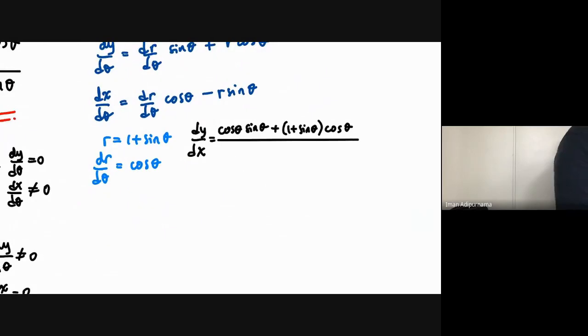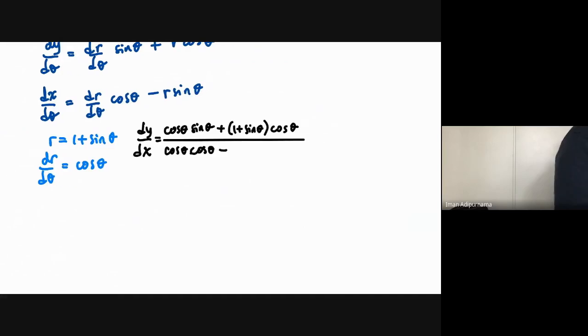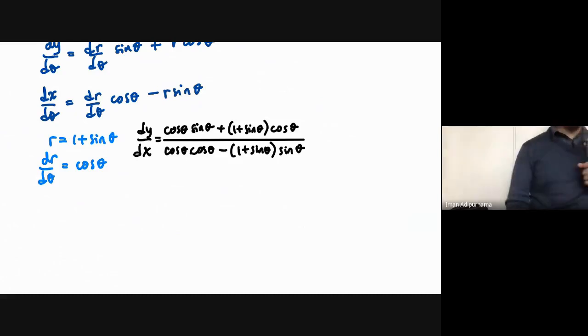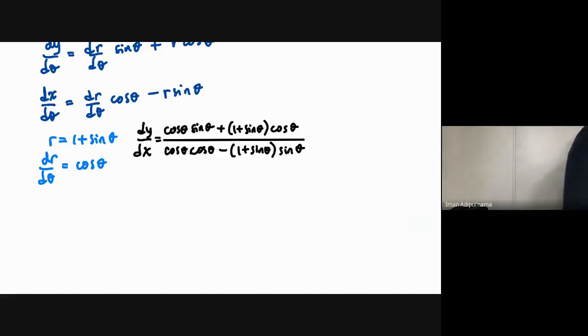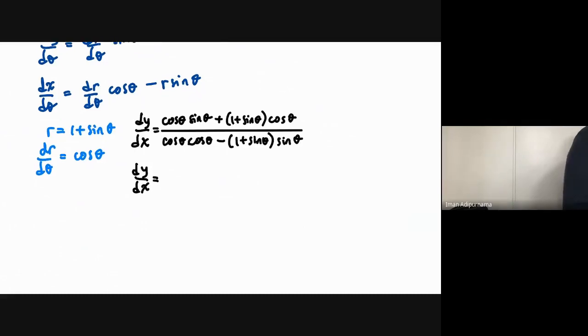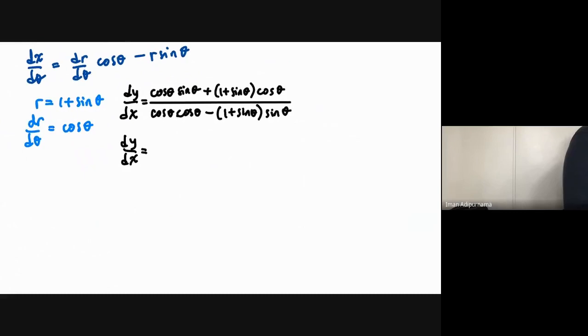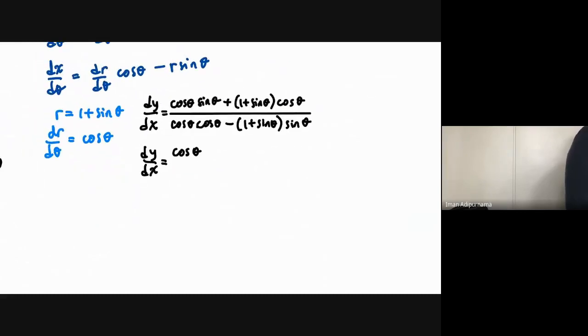and dx will be dr over d theta cos theta minus... okay, let's simplify. Whatever method you use to simplify, I think that will be fine as long as it's true. So let me write this: cos theta and 1 plus 2 sine.